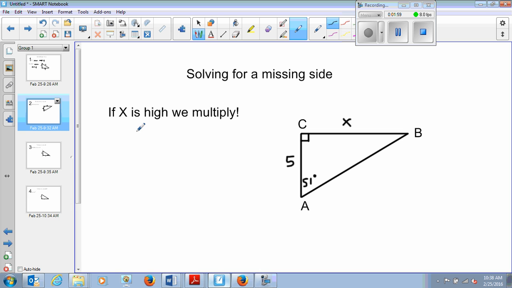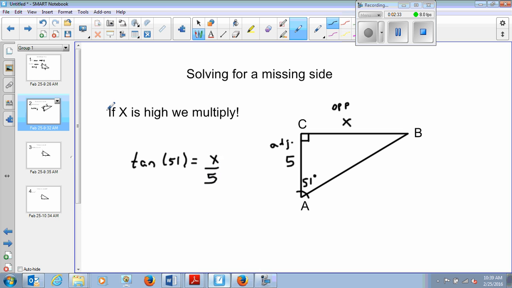Now, let's look at solving for a missing side. We kind of did this in class, but here we have angle A. That's my reference angle because that's the angle they've given me. So I see that X is opposite and 5 is adjacent. Since I have opposite and adjacent, that means I'm going to use tangent. Tangent is opposite over adjacent. So I say tangent. Instead of saying A, I'm going to actually list the angle. Tangent of 51 equals the opposite side over the adjacent side, 5.